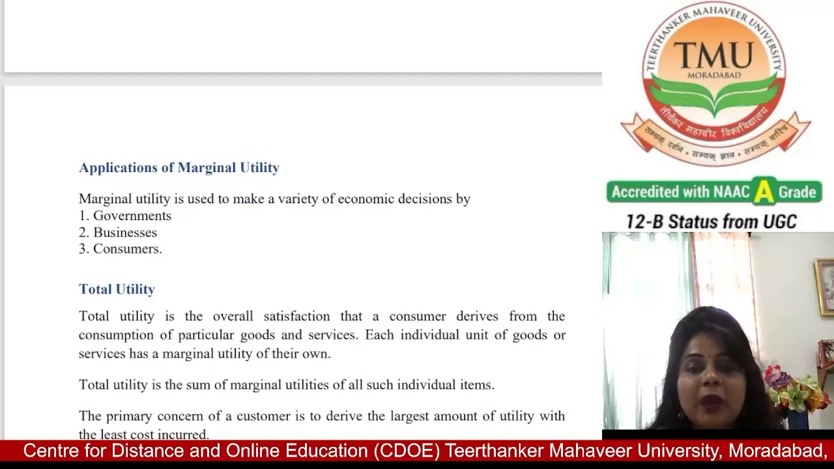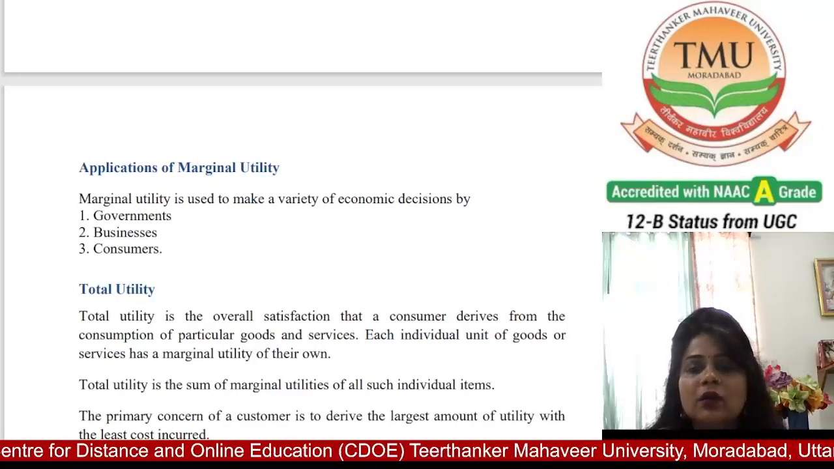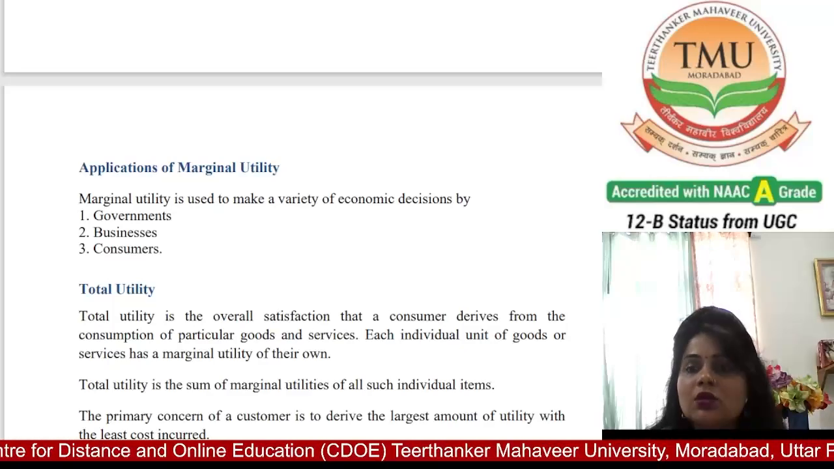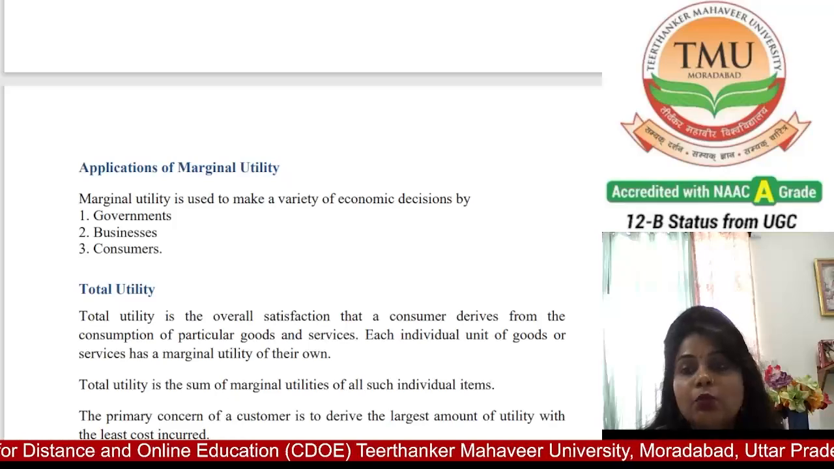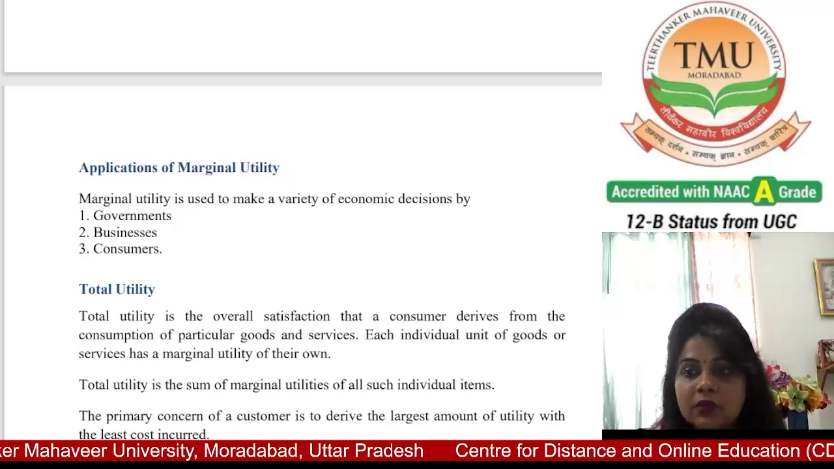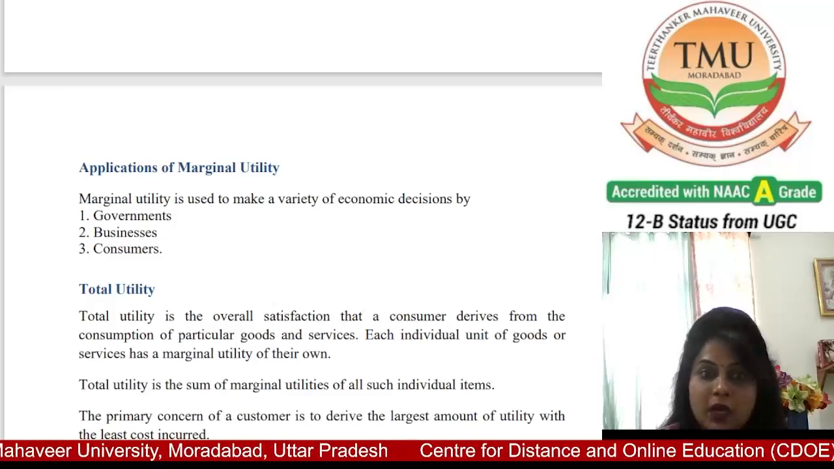This can lead to brand loyalty over time, and the consumer also gets pleasure from getting more and more marginal utility. Students, I think you have properly understood what marginal utility is.